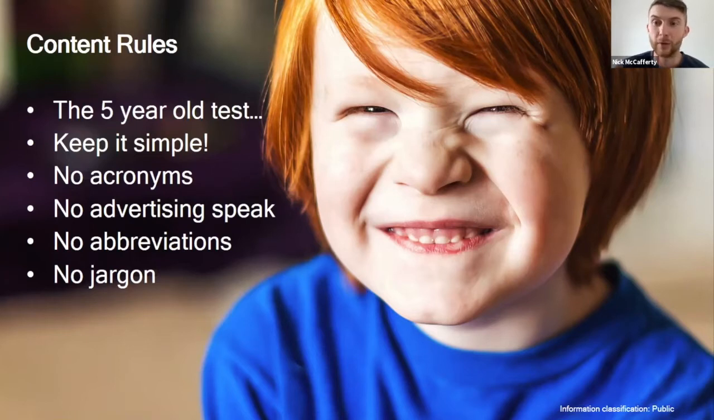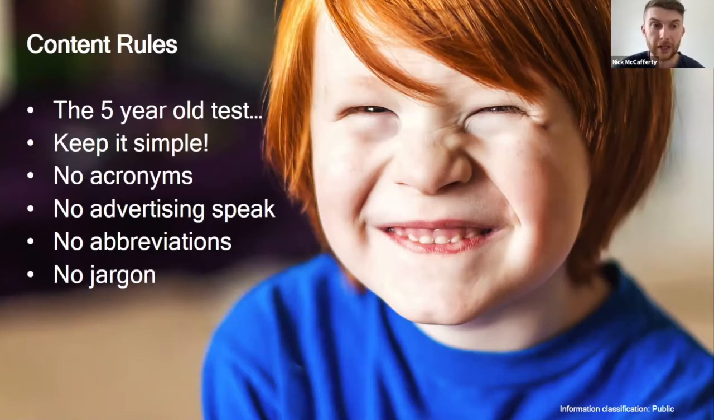And this is why we say, when it comes to your pitch, keep it as simple as possible. The best way to do this is the 5-year-old test. If you've got any kids at home or any nieces or nephews, pitch to them, tell them what you do. And if they can understand what your business is, then anyone can.